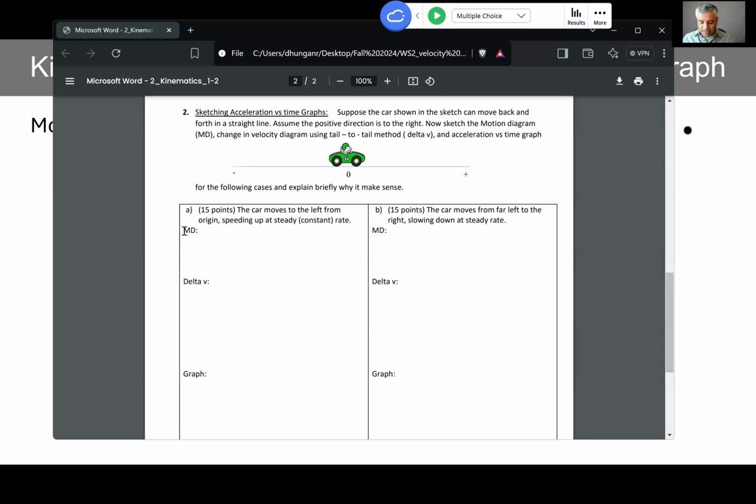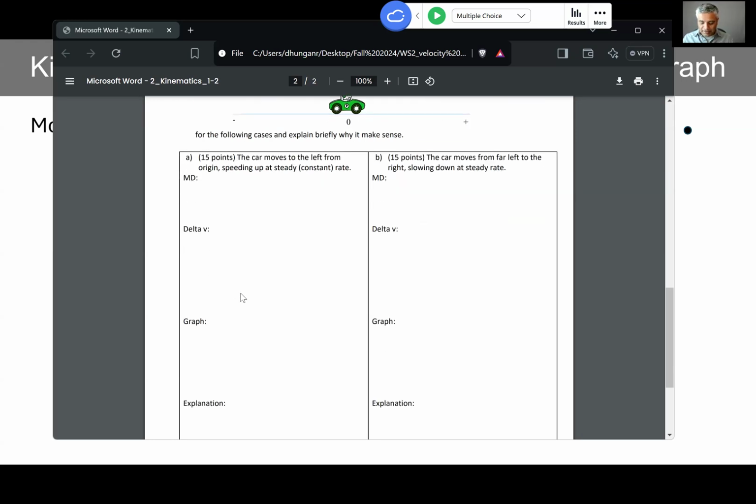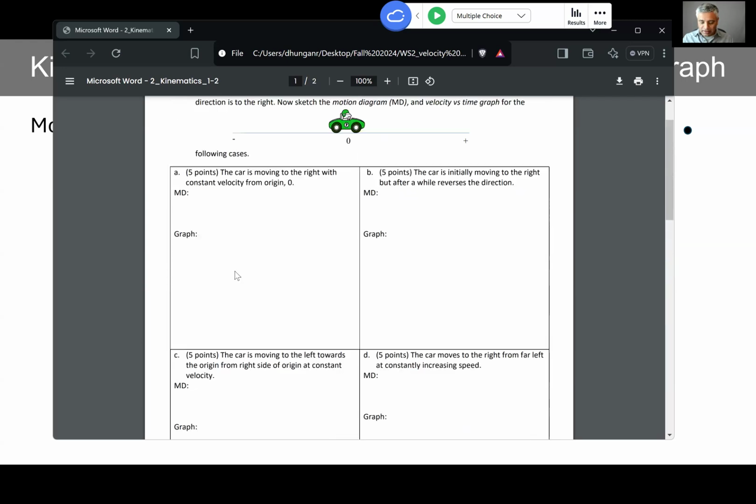See here, it says MD, which means draw a motion diagram of whatever is happening here. And then this delta V means change in velocity vector. So out of that motion diagram, pick two vectors and draw delta V using the two-step method. And then there is going to be a graph, which we're going to be talking about soon.